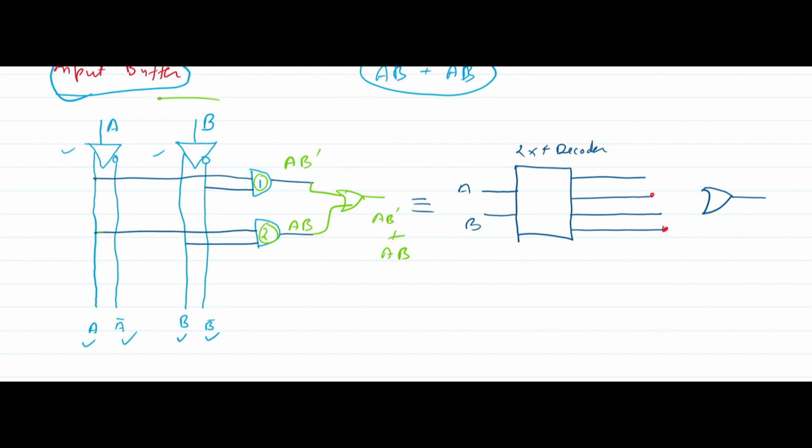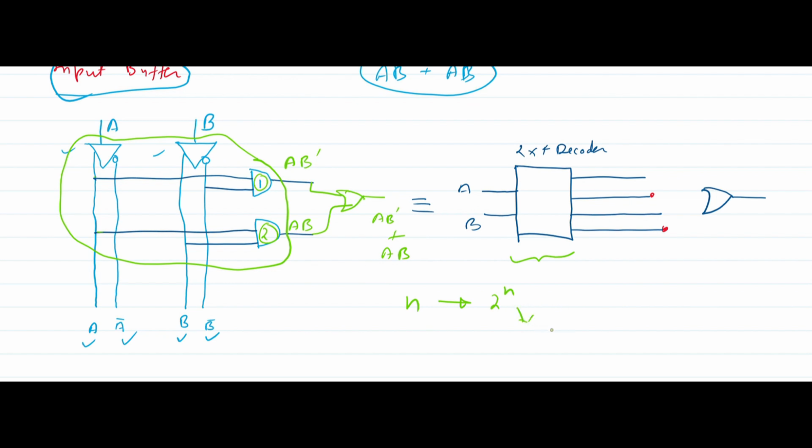So the structure that I use here, this whole structure can be replaced by this simple 2x4 decoder. And you know what a decoder is? A decoder takes n inputs and returns 2 raised to power n outputs.